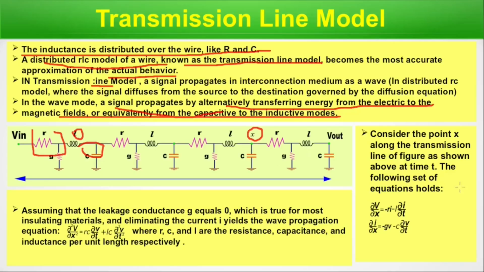From these we get two partial equations, del V del X equals minus IR minus L del I del T, and del I del X equals minus GV minus C del V del T. Assuming that leakage conductance G equals 0, which is true for most insulating materials, and eliminating the current I yields the equation. It's reduced to this equation where R, C and L are the resistance, capacitance and inductance per unit length respectively. This transmission model has more parameters and is more complex. Let's move to the next slide.